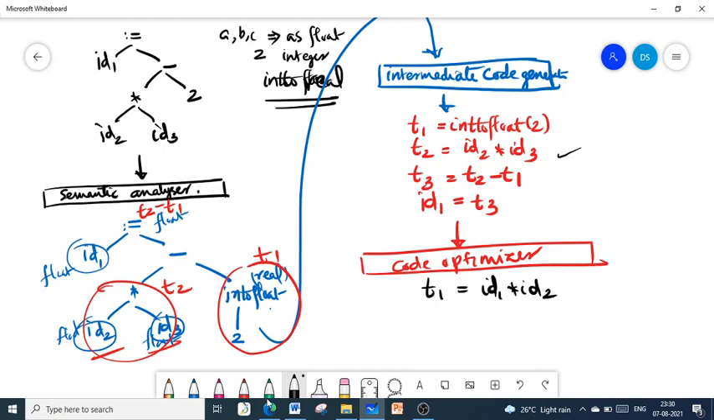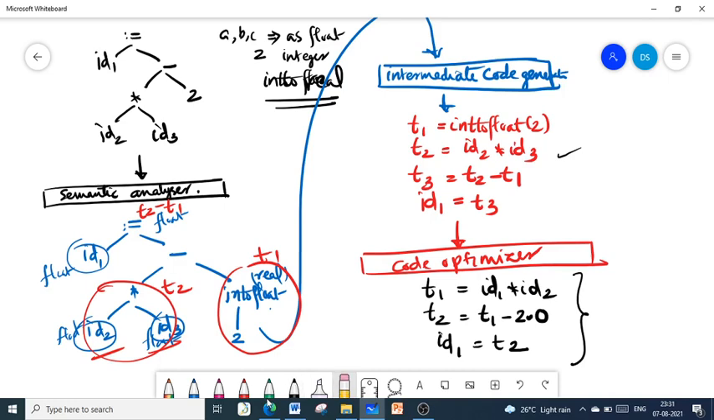t1 is written as id1 into id2. Then t2 is equal to t1 minus 2.0. Then we are just copying that result into id1. So here we are using only two temporary variables. These are the output of the code optimizer.